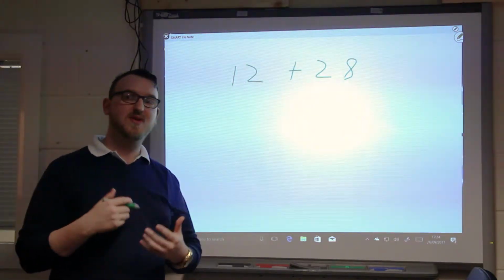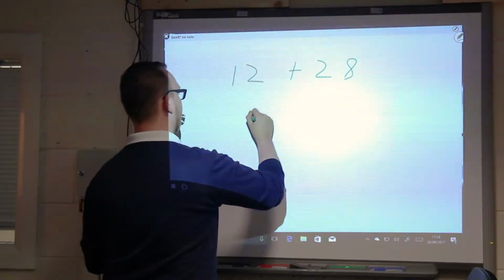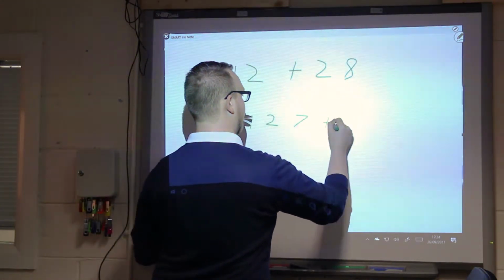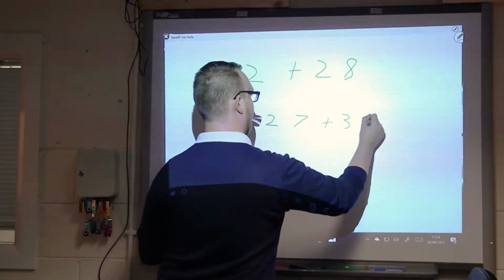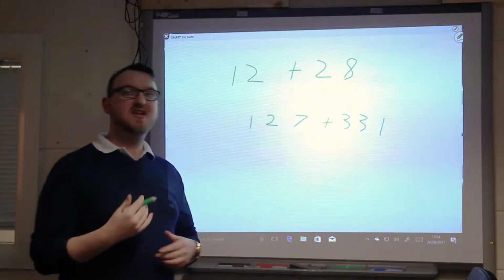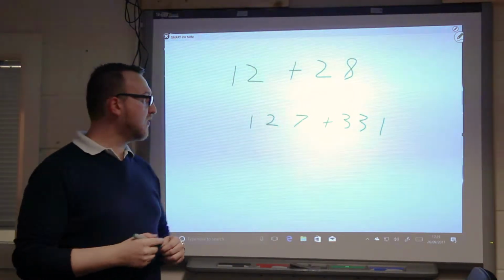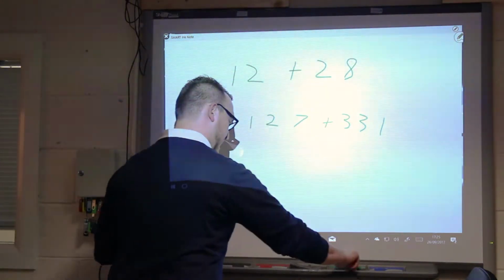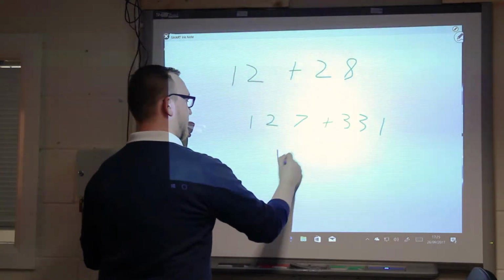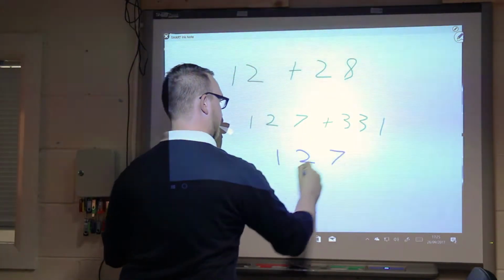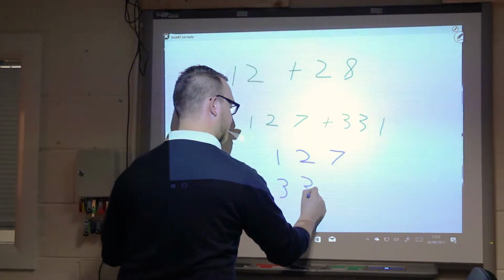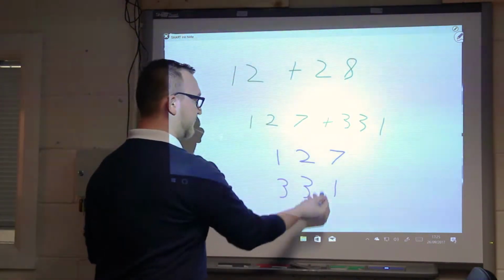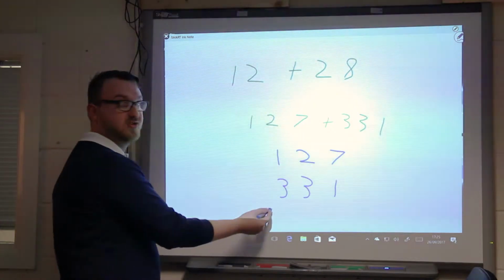But when we start using bigger numbers, so let's say for instance 127 plus 331, we might need a little extra help. So what we do is we use something called column addition. Nice and simple, all that we do is we rewrite our numbers into a column based on their place values. These are our units, our tens, and our hundreds.